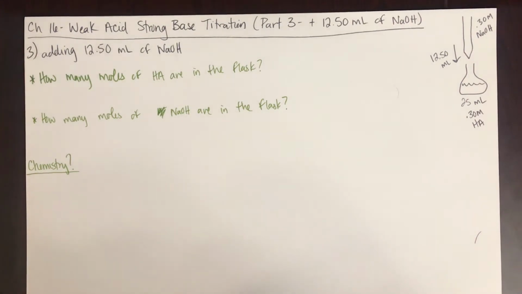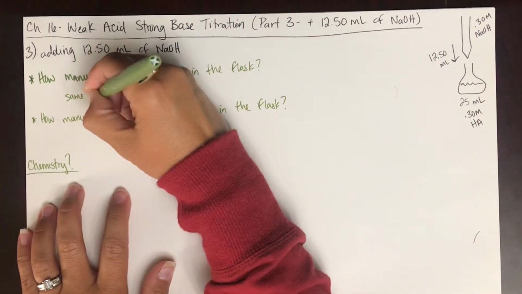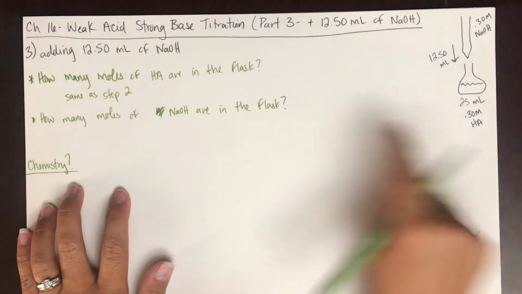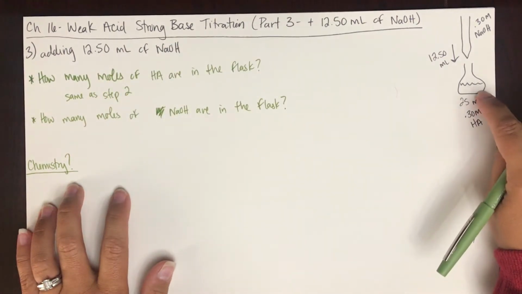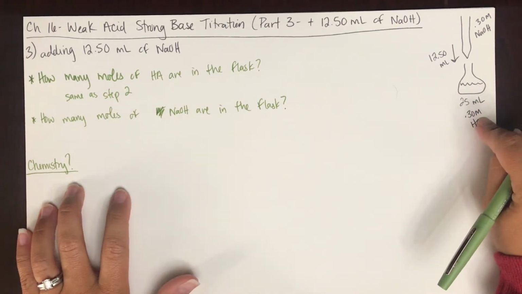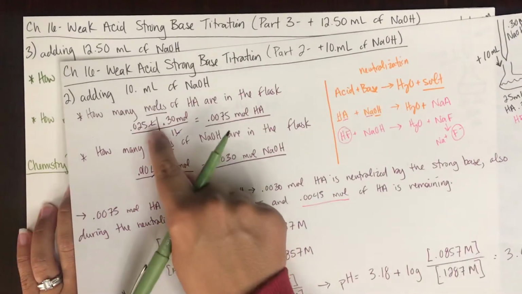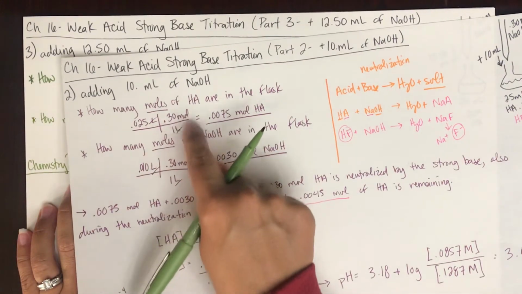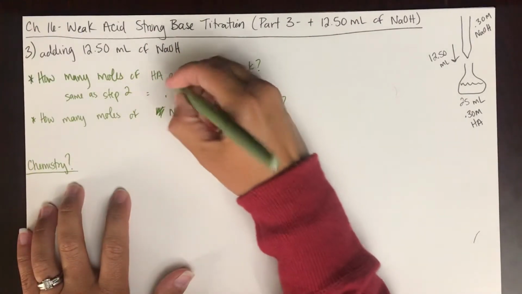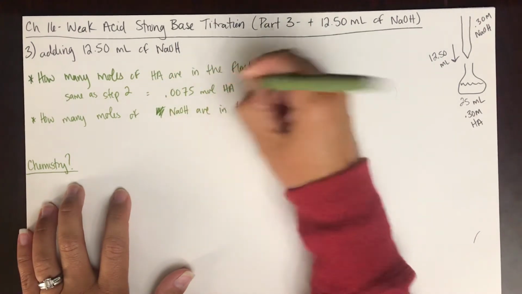Okay, so how many moles of HA are in the flask? This is the same as step 2, because the number of moles of the weak acid isn't changing. This is back to the beginning, back to step 2. So we said we had 0.025 liters of a 0.3 molar solution. So I have 0.0075 moles of weak acid.